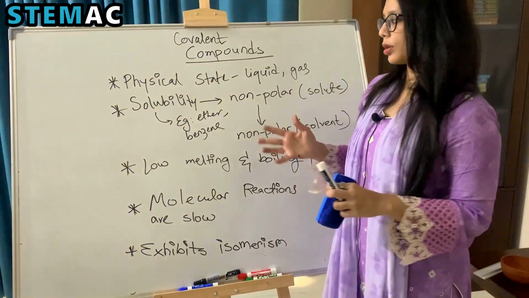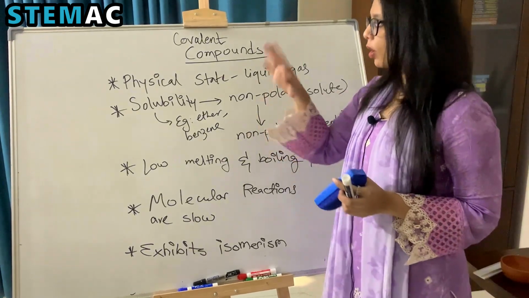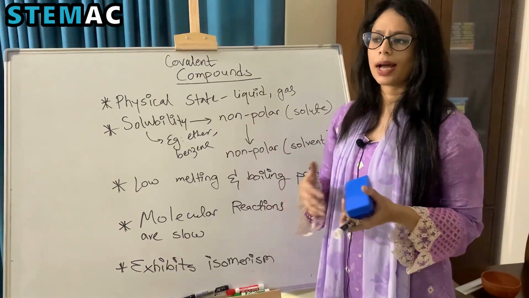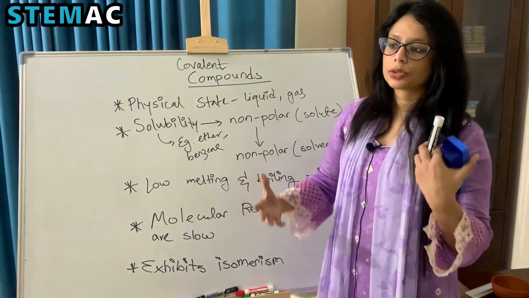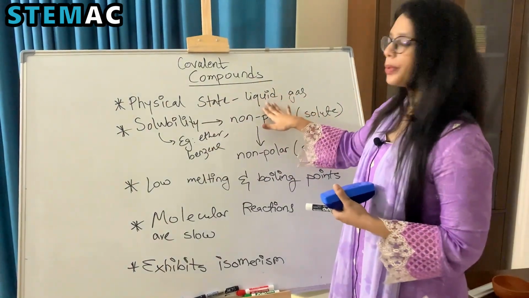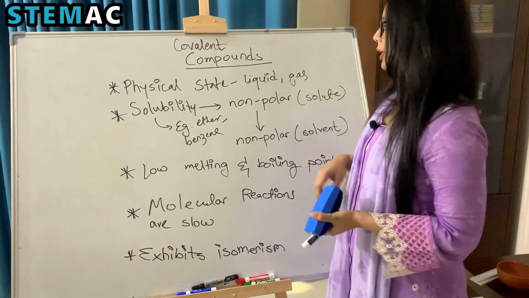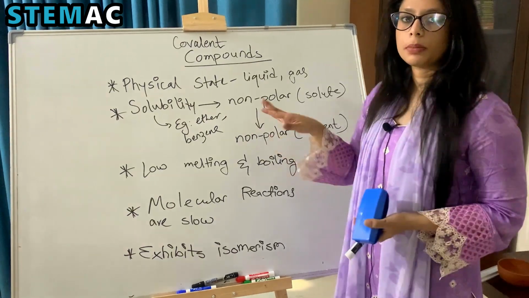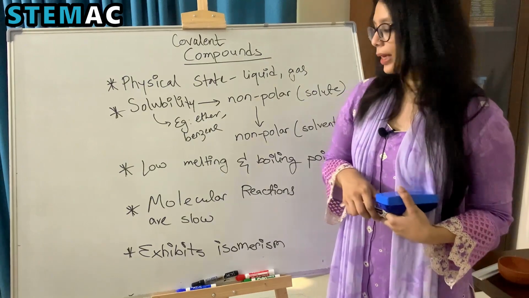Okay, so now let's talk about the properties of covalent compounds. We know that the strongest bond among all the different types of bonds is the ionic bond. Since it has a greater attraction force, the ionic compounds are always solids. But in case of covalent bonds, the attraction is not as strong as ionic bonds. So most of the covalent compounds are usually in liquid or gaseous form. And obviously, just using our common sense, we can say that since these are mostly liquids and gases, their melting and boiling points will be lower than those of the ionic compounds. So they have low melting and boiling points.